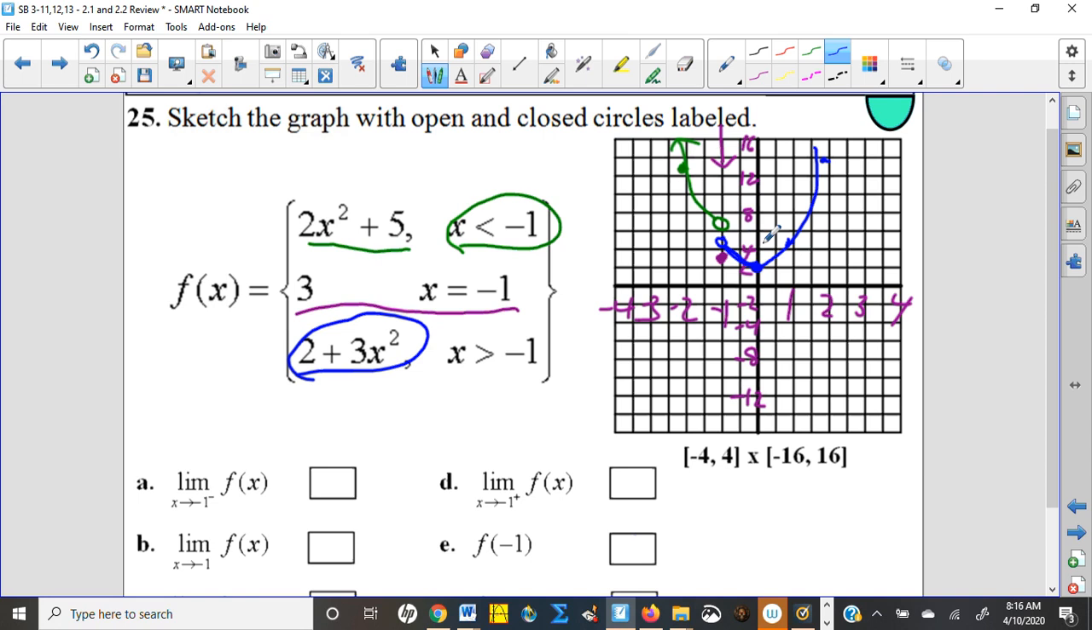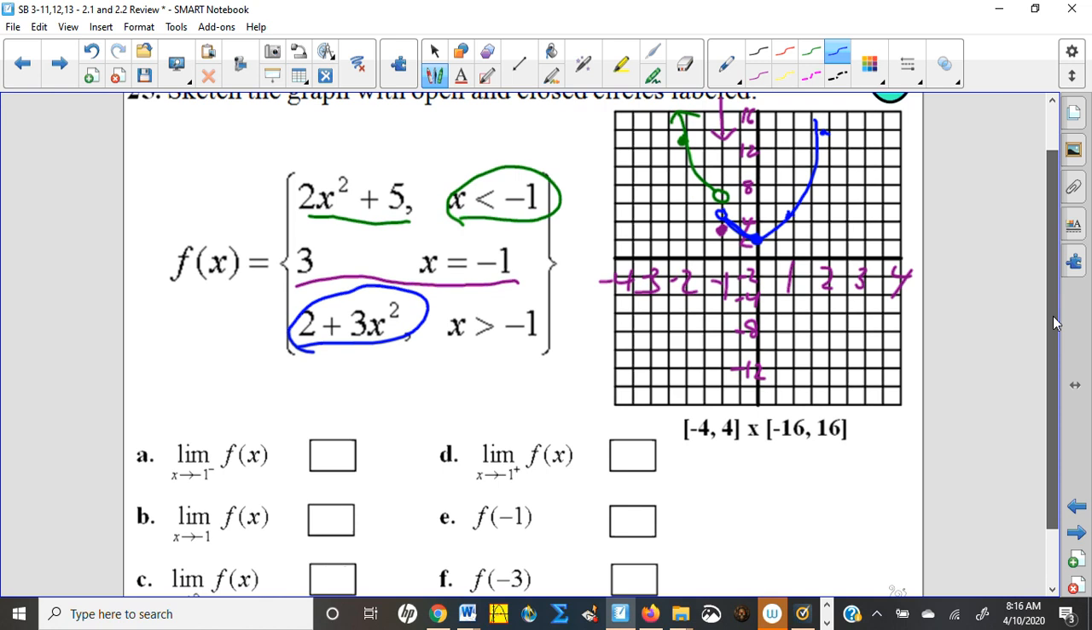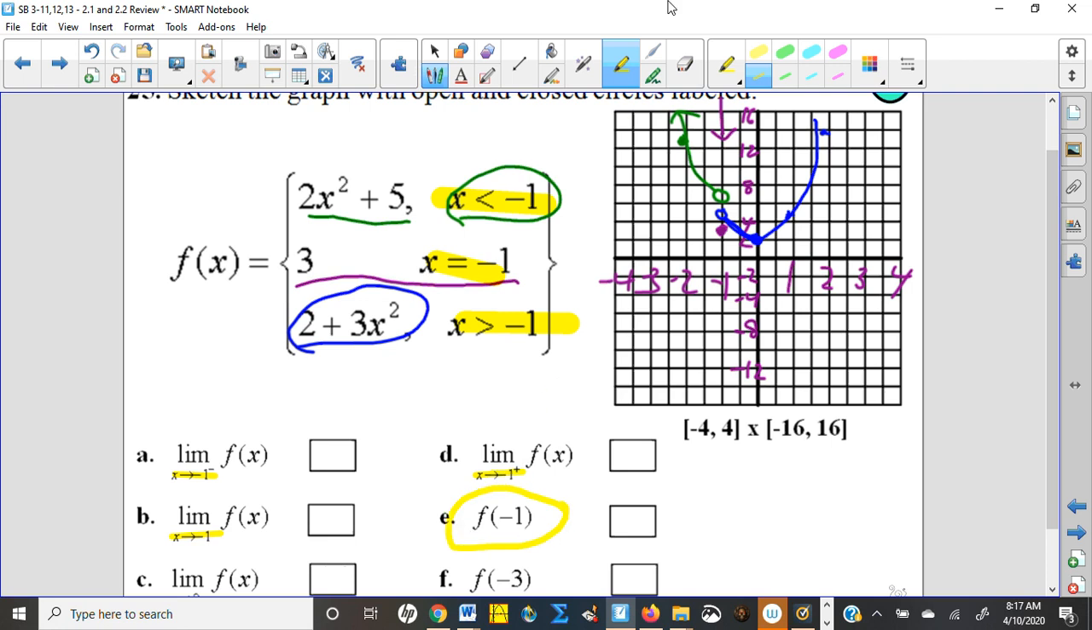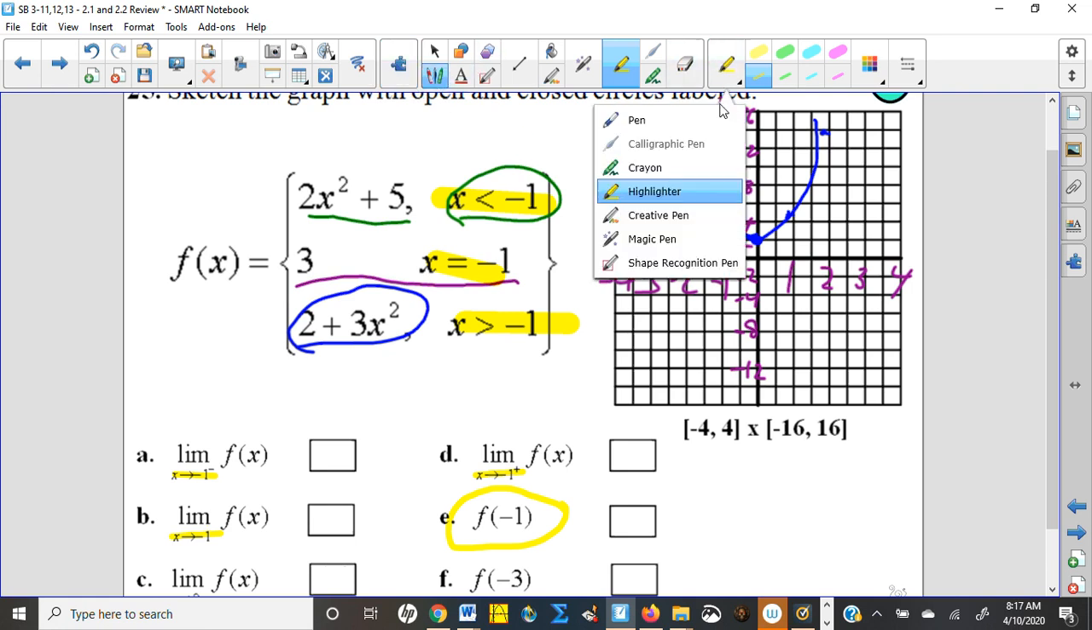So now let's go ahead and get into the interpretation of what they're asking about. What is happening? And once again, the breakpoint was -1. And check this out. What's happening as we approach -1 from the left? What happens as we approach -1 from the right? What is the limit as we approach -1? What is the value of the function at -1? So most of the questions definitely revolve around -1.